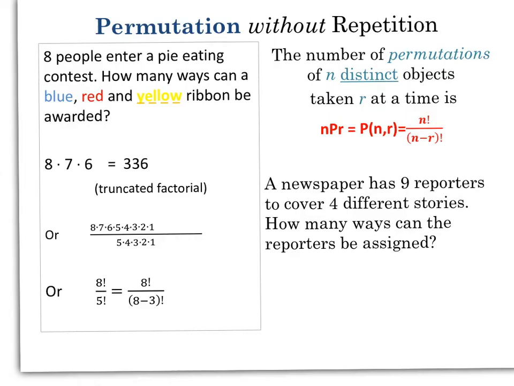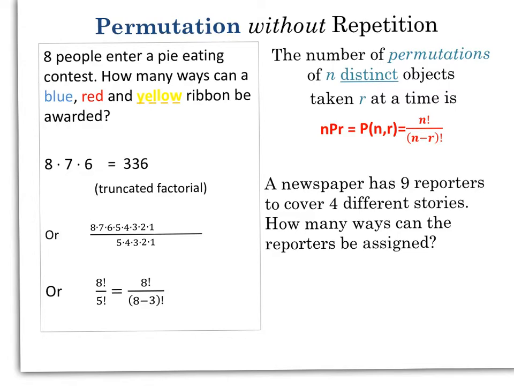So now we're going to take this idea of a permutation and extend it to bigger numbers, and what we talked about also, the truncated factorial. These are called permutations without repetition. These are the first ones we're going to look at. So for instance, you have 8 people and they all enter a pie eating contest, and we want to know how many ways can a blue, red, and yellow ribbon be awarded.